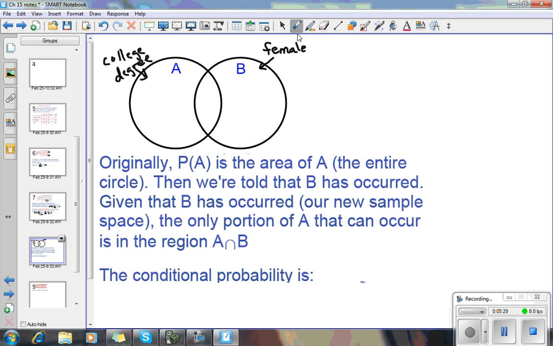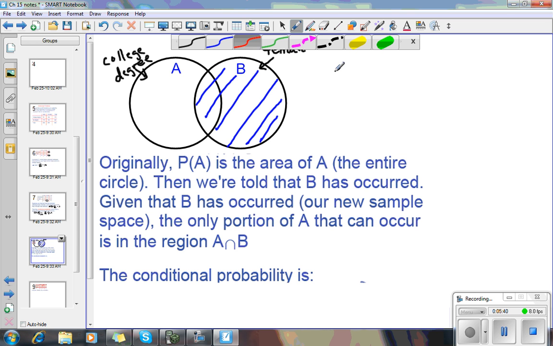So given that B has occurred, so let's see if I show this. Given that B has occurred, so this becomes my sample space. Given that B has occurred, I need to know the portion that has a college degree. So that only portion could be this in here. I'm given that B has occurred. I'm given that it was a female, and I want to know the probability they have a college degree. Well, it would have to be that overlapping part, which we have a name for. We call that A intersect B.